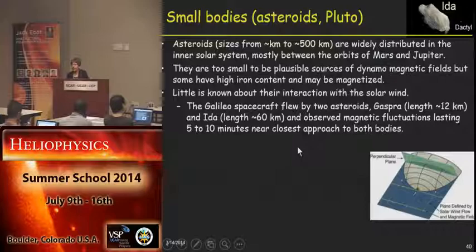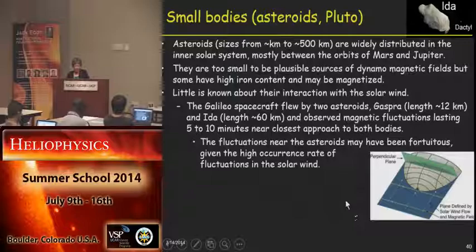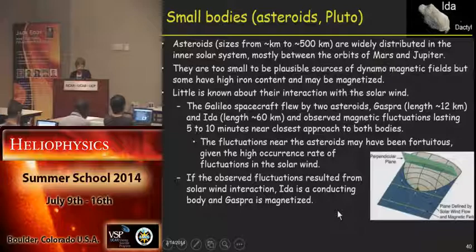Now the problem is that there are fluctuations in the solar wind all the time. Were those fluctuations produced by the presence of the nearby asteroid? We interpreted the fluctuations as if they were, but it may have been fortuitous. However, if we interpreted them as produced by the asteroid, we found that Gaspra had to be magnetized in order to make a signal as big as it was. Ida, a conducting body, was adequate.